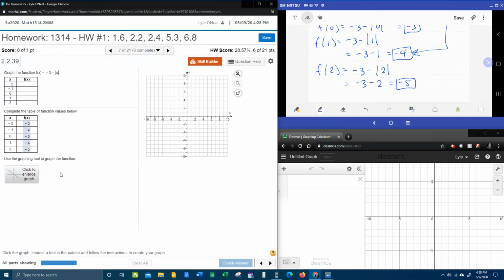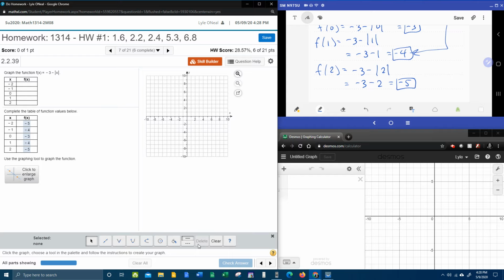Now we're going to get to graph. So if we click on the graph, it brings up a toolbar, and we want the absolute value tool. Okay, so what does it want me to do first? Notice down here it says click the graph to plot the vertex. And the vertex is going to be the center point, which is this 0, negative 3, right there. That is the vertex. And then it says click the graph to plot another point.